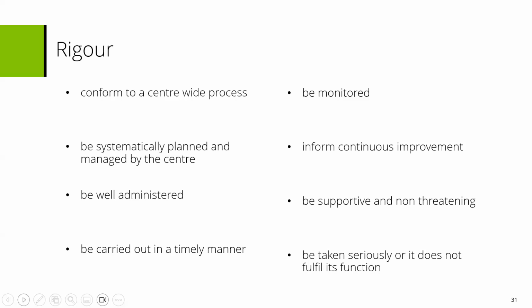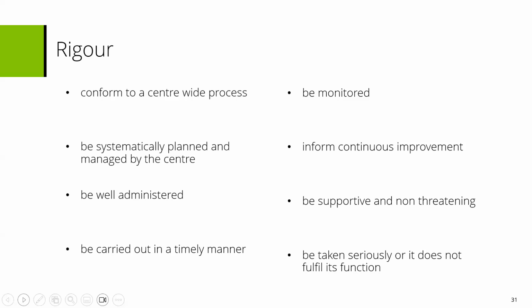Internal verification needs to be rigorous in its approach. It needs to conform to a centre-wide process. So if you are offering other BTECs alongside your level 2 hospitality, you should all be maintaining the same standard regardless of the subject area. Internal verification needs to be planned and managed by you, the centre, and that needs to be done in advance, preferably before you start delivering the programme, so that everybody who has responsibility for internal verification knows when and what they need to be checking.